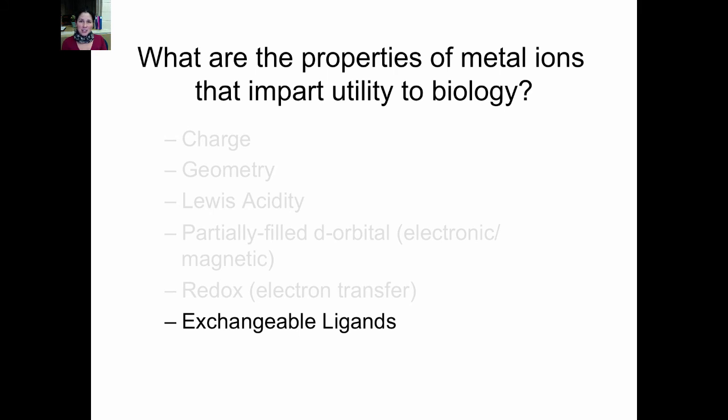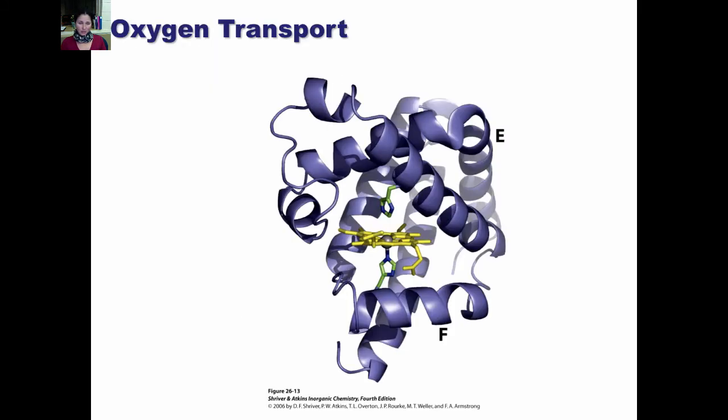All right, now let's talk about exchangeable ligands. And the classic example for this is oxygen transport. So here's a picture of myoglobin, or one subunit of hemoglobin, depending on what you want to look at, or however you want to look at it. They look very similar.